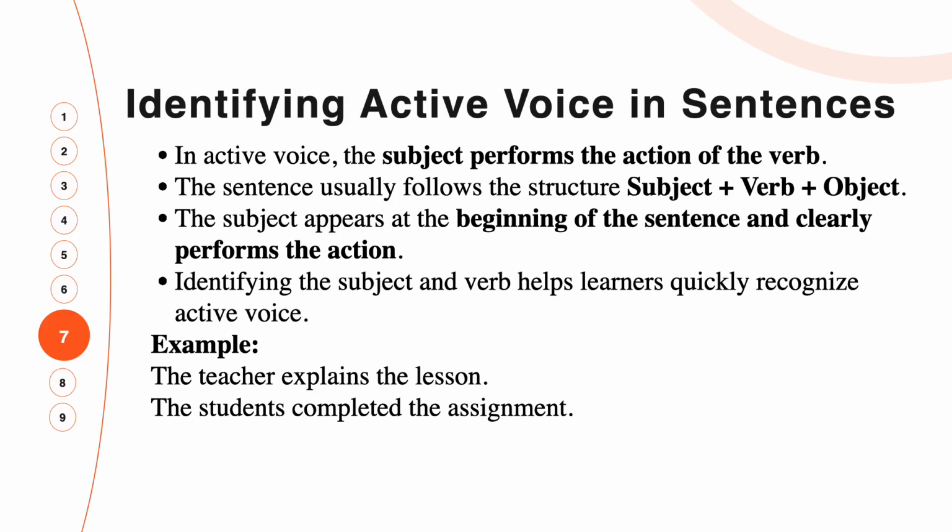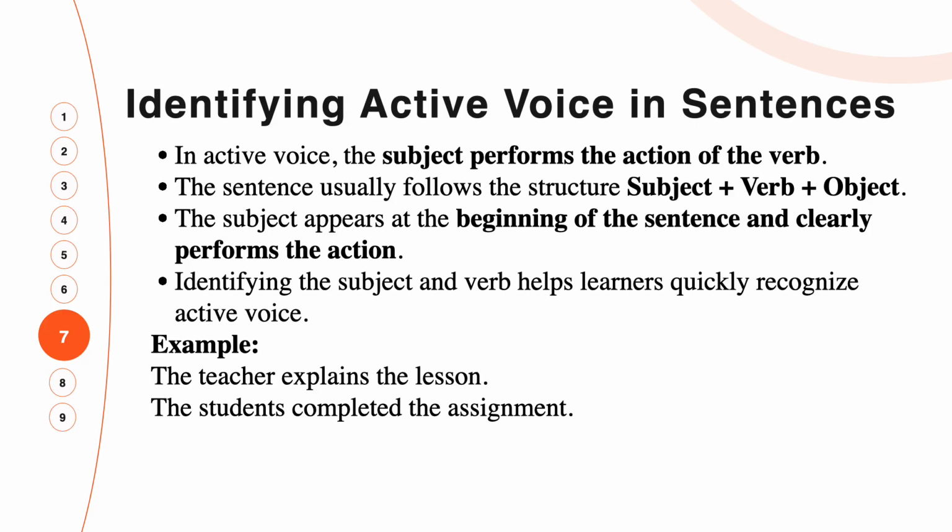In this slide, we learn how to identify active voice in sentences. Active voice can be recognized when the subject of the sentence performs the action of the verb. Most active sentences follow the simple structure of a subject, verb, and object. The subject usually appears at the beginning of the sentence and clearly shows who or what is performing the action. This structure makes the active voice easy to recognize.